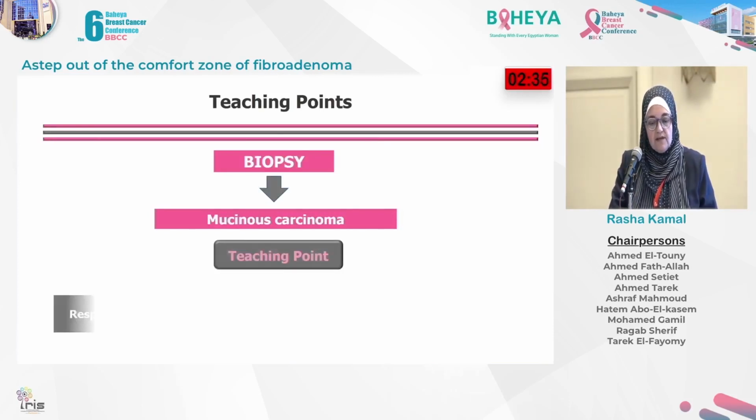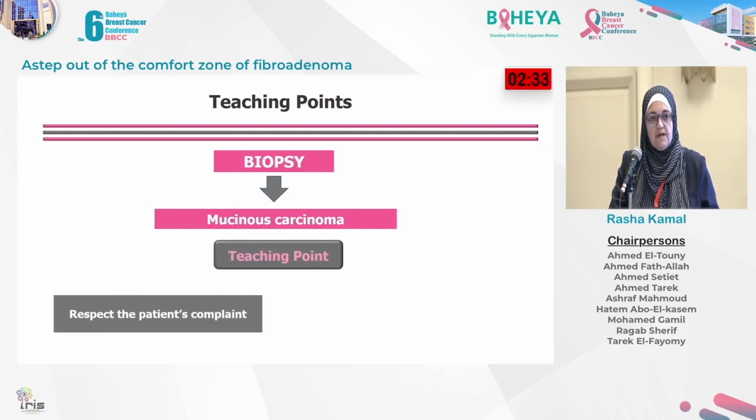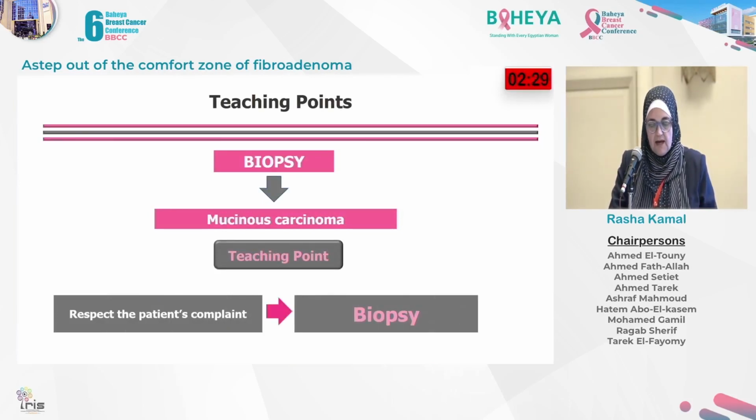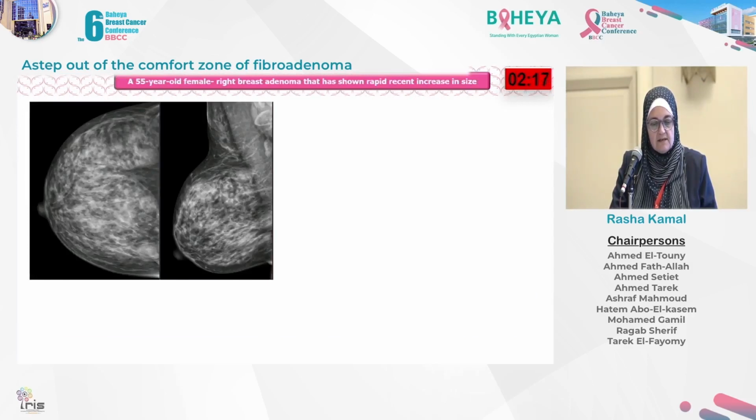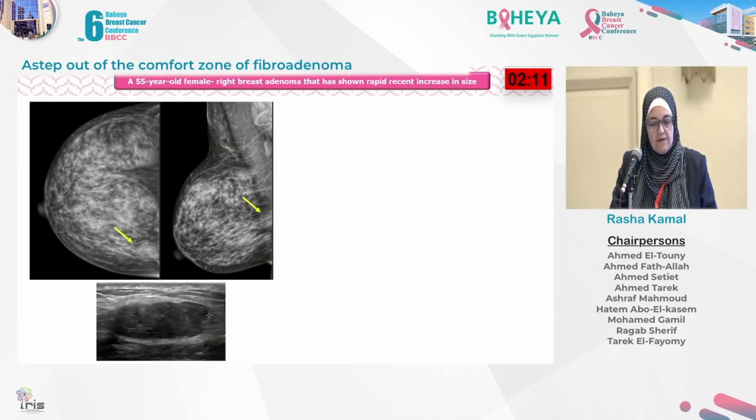The teaching point here is that we have to respect the patient's age. The patient was sure that this mass was not present before, and whenever we have a newly developed lesion, we should biopsy this lesion. The last case is a 55-year-old female. She had a right breast adenoma that has shown rapid recent increase in size. This was the preliminary examination, showed a lower inner quadrant mass, which looked exactly like the fibroadenoma.